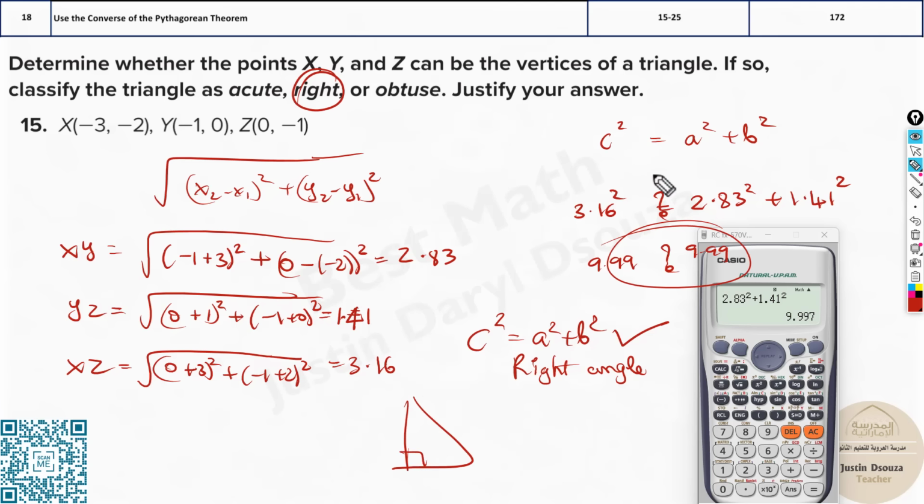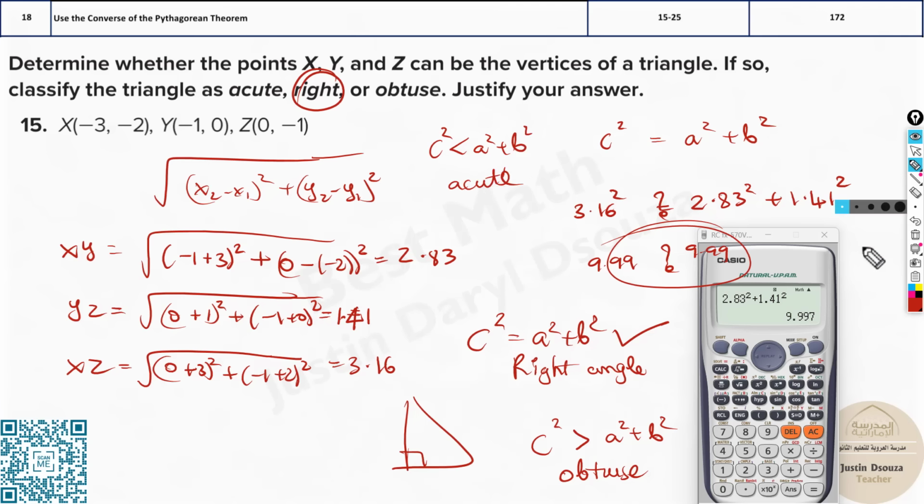Now what are the other situations? Imagine in the Pythagoras theorem, c squared was greater than the sum of the other two sides squared, then this would have been obtuse. And if c squared was smaller than a squared plus b squared, then it will be acute. Now, how would you understand that?